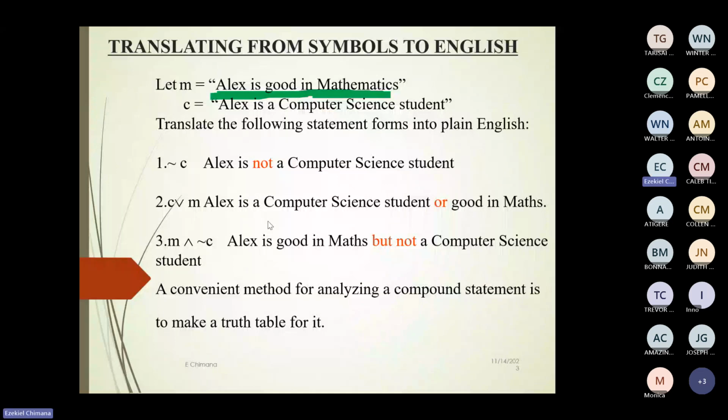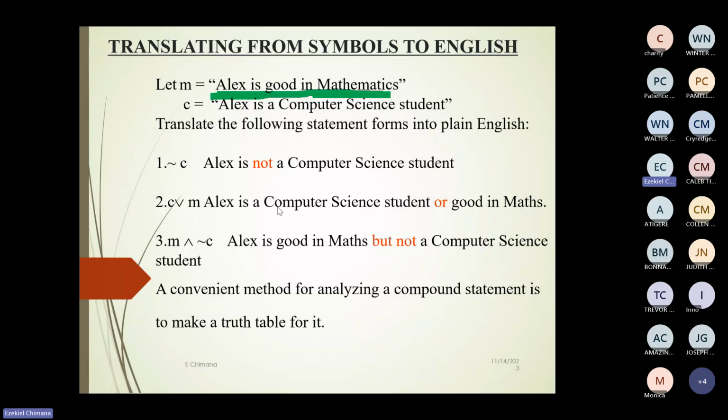Colin, can you say something? Colin M. Okay. It's Alex is a computer science student, or Alex is good in maths. Yeah, which is good as well. What about M and the negation of C?